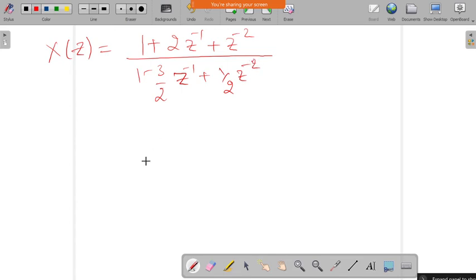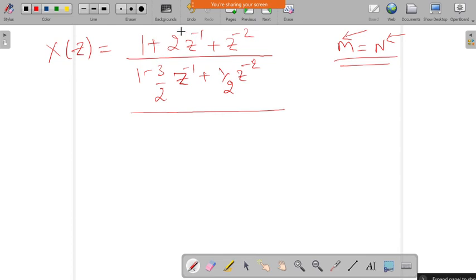Now, what will happen in this case? Since the numerator and denominator powers are equal, both m and n being equal, we have to use the long division method. So we have to divide, and then we get the factors. How to get it?